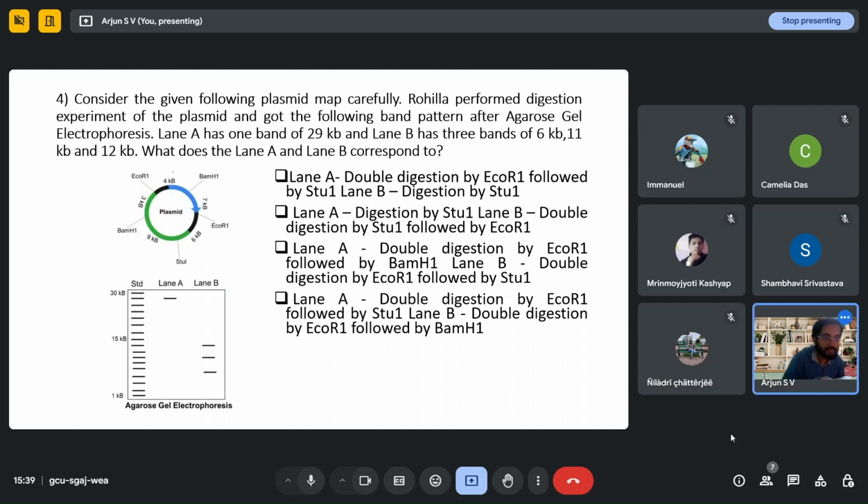Okay, then we'll try to solve this question now. This is a pretty straightforward question. The total kilobases in this plasmid are 29 kilobases, and the question already says that lane A has one band of 29 kilobases. This just means one thing: the plasmid is being cut at only one site. So only one restriction site is being used in this place, and only one site is being cut.